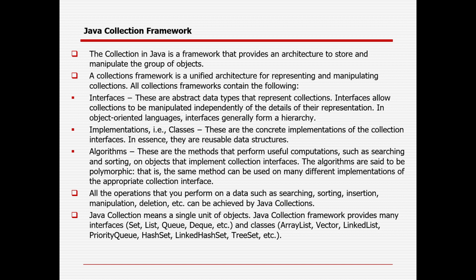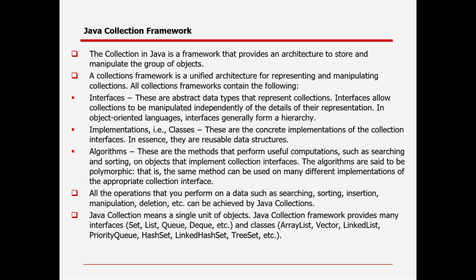All collection frameworks contain the following. So what are the things it will contain? The first one is the interface. You already learned about the interface. An interface is nothing but 100% abstract methods, right? You cannot create an object or instance of an interface. It cannot be instantiated. Whatever methods you declare will be abstract in nature by default, so you cannot create any body for the method.